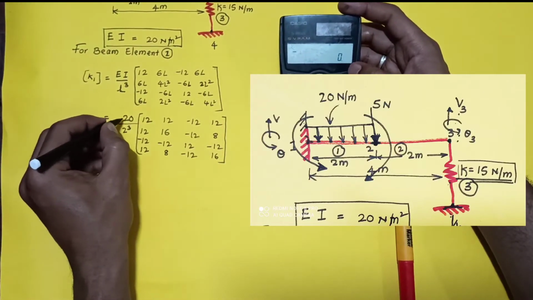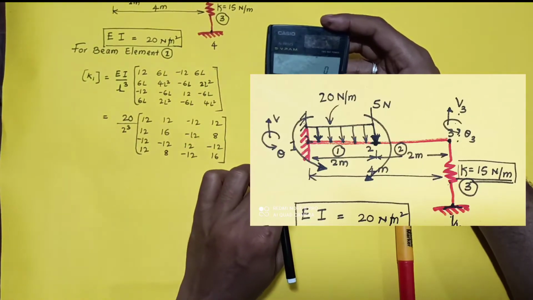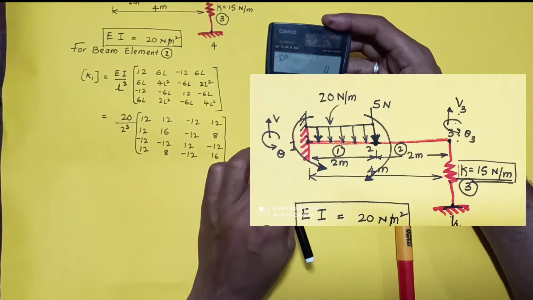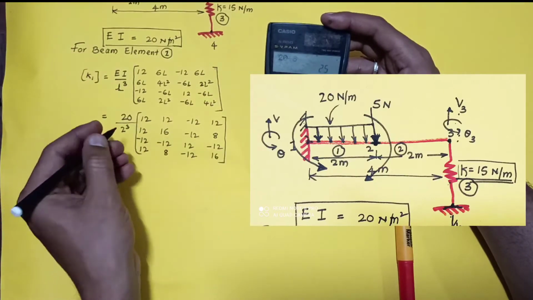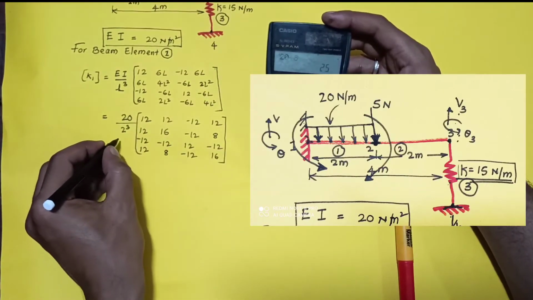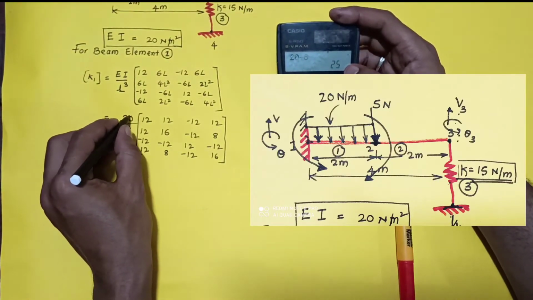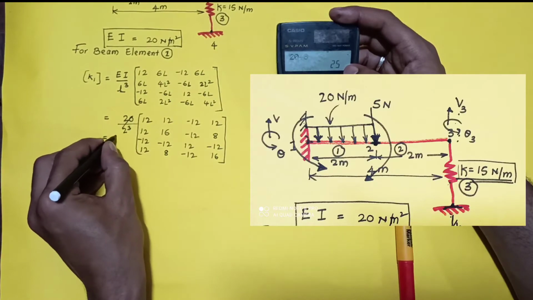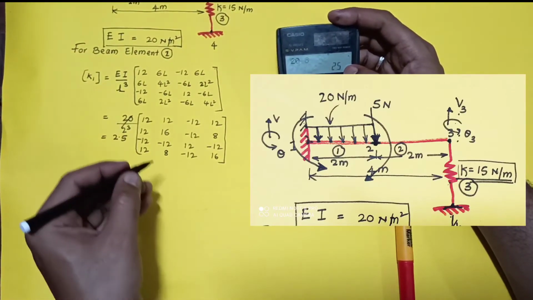K1 value now. So 20 by 2 power of 3, that is 20 by 8, and you will get 2.5. So you can say it will be 2.5 outside the matrix. Or directly you can write 2.5 here, to reduce the next steps.